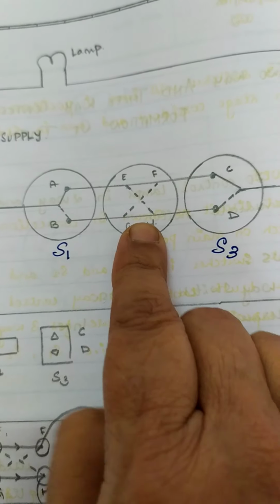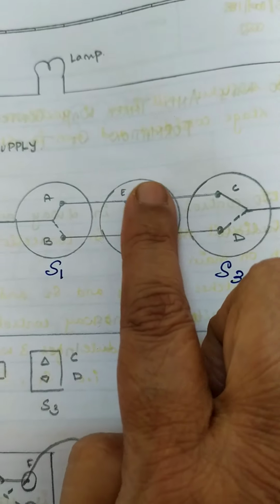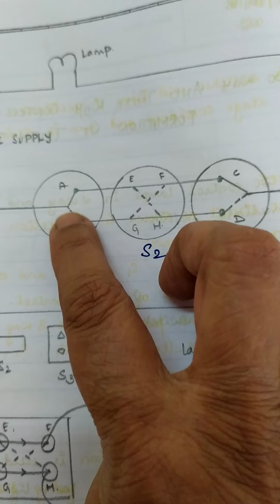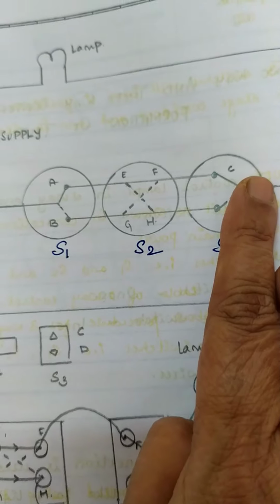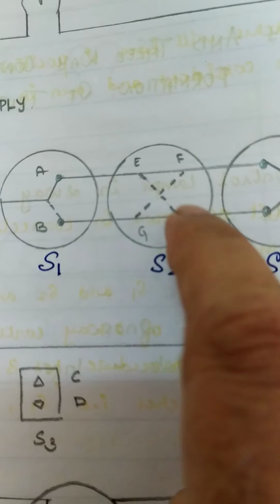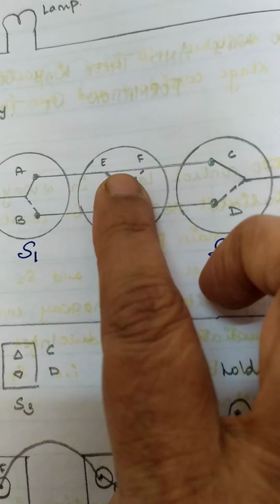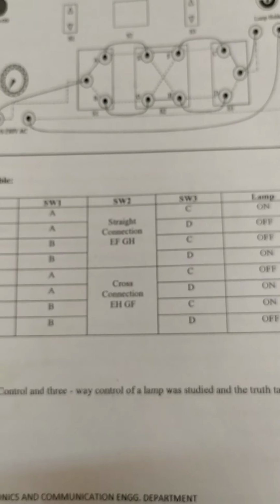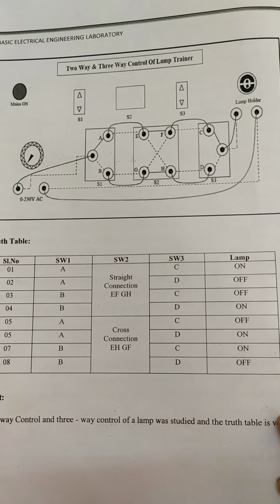First, we should keep the switch S1 in A condition. First, the intermediate switch we should put in straight connection. Then, just like two-way, we change the positions of S1 and S3. Next, we put the intermediate switch in the cross connection, that is E to H and F to G. Then we change the positions of S1 and S3 and check when exactly the lamp will glow. So this is the truth table we have to verify.